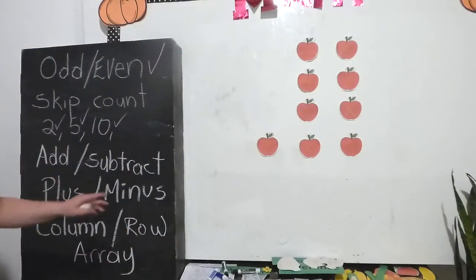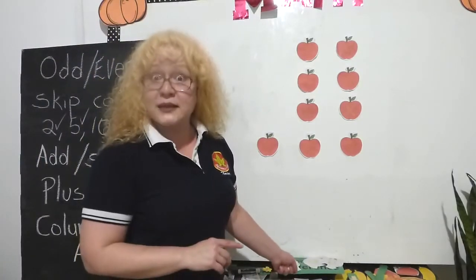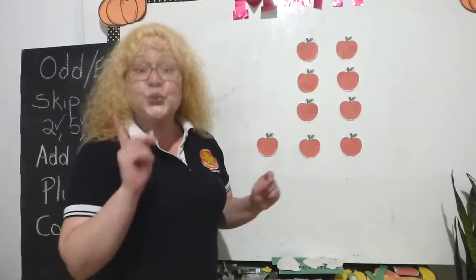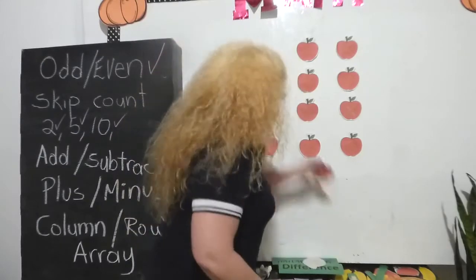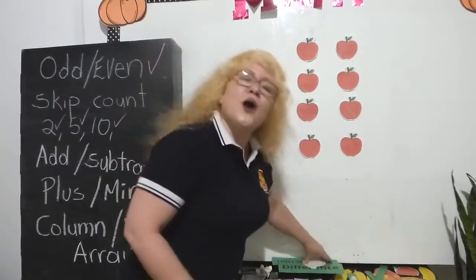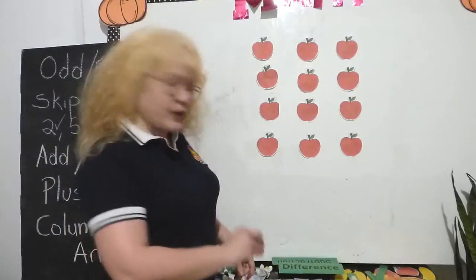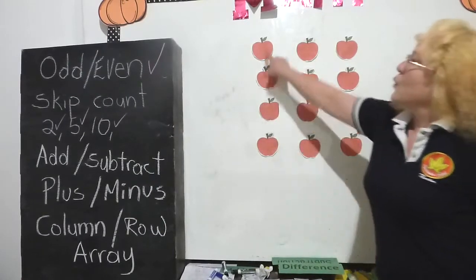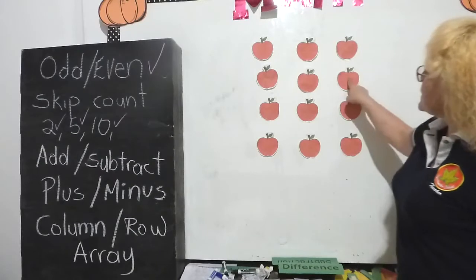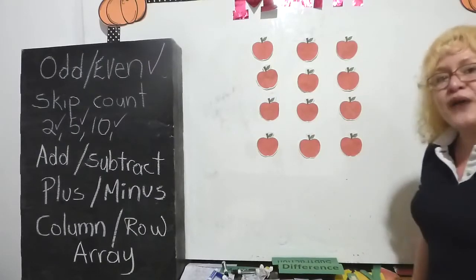Next, add and subtract. I know you're big kids and you already know how to add and subtract, but there are 2 ways of adding and subtracting. One is to cross out, right? Let's see, how many apples do I have there? 1, 2, 3, 4, 5, 6, 7, 8, 9, 10, 11, 12. 12 apples.